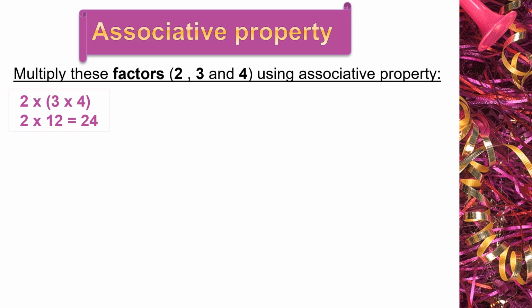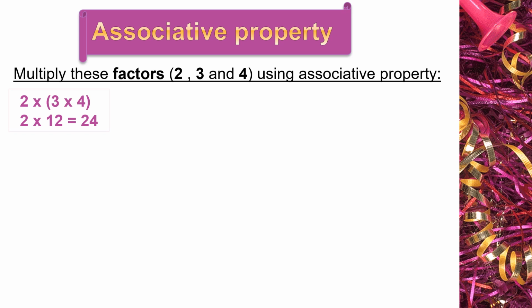Like here, what I did, I multiplied 3 times 4 equals 12. Then I will multiply 2 times 12. Okay, so I took the product of 3 and 4, which is 12. Then I will multiply it by 2. 2 times 12, 24.